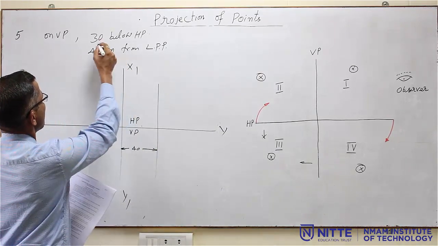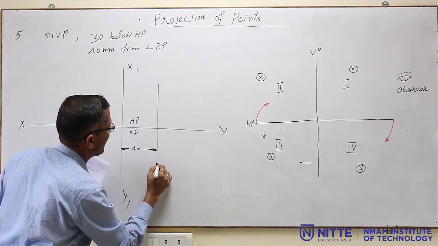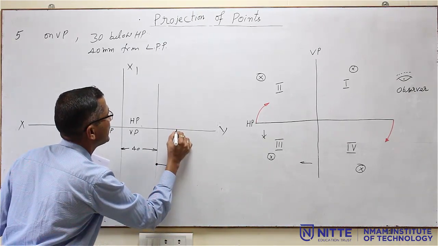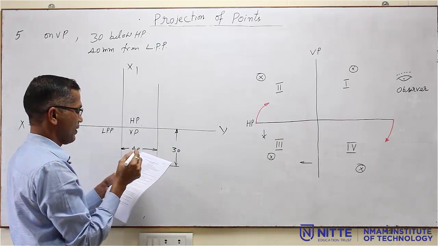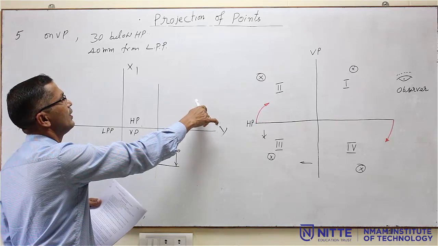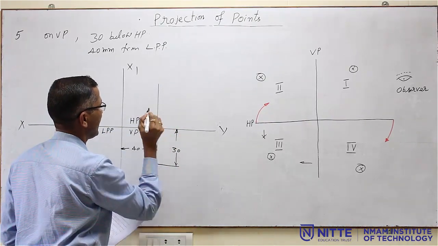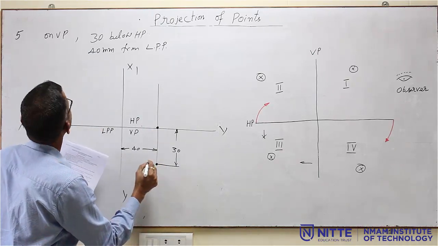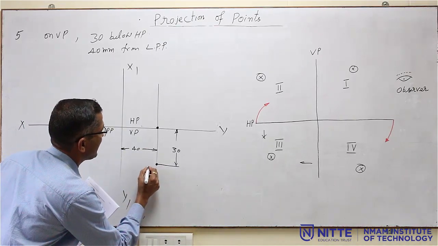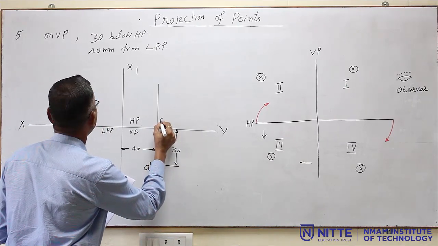Below HP it is 30 mm. So you measure this distance and mark this as 30 mm, and it is on VP. On VP means whenever a point is on VP, its top view will be on the XY line. So directly one more point will be on the XY line. They have not given a name for this, so I will take it as A only. So this becomes A dash and this is A.